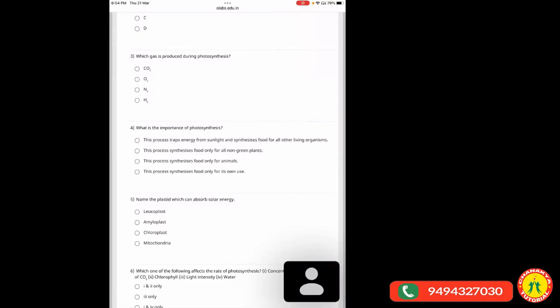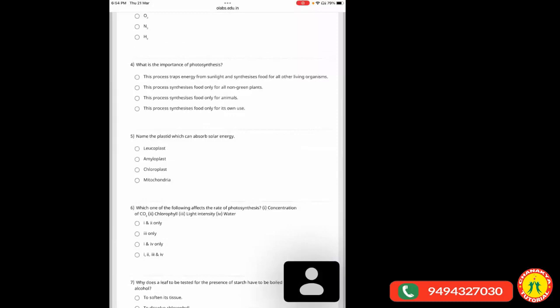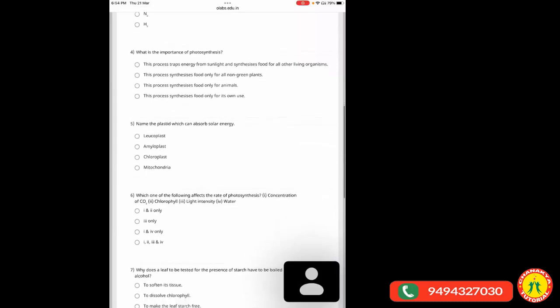Which gas is produced during photosynthesis? O2. The answer for the fourth one: what is the importance of photosynthesis? This process traps energy from sunlight and synthesizes food for all other living organisms.